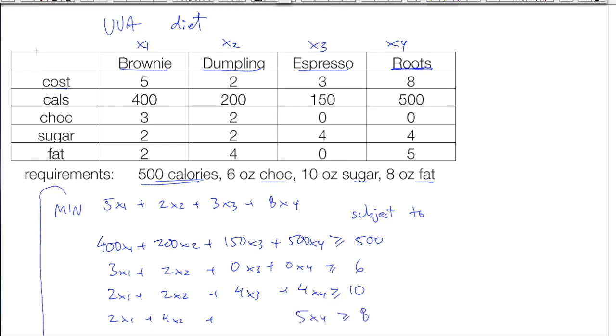Okay? So this right here is a linear program that allows you to optimize your diet. And this type of programming, where you basically minimize some linear objective function subject to a bunch of constraints, can model many interesting problems for you. So one of them is right here, the Stigler diet or the UVA diet problem.